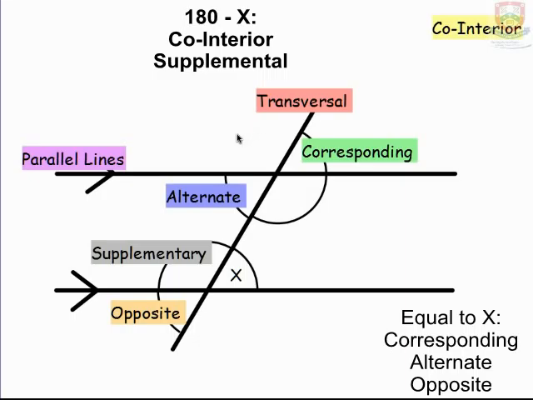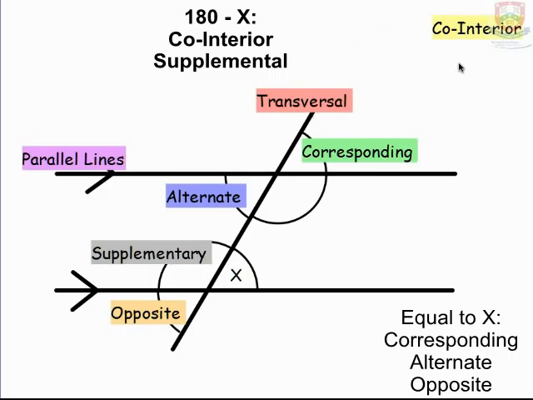We could also find this angle here using supplementary angles, because we know that the corresponding angle here and the one next to it add up to 180, or the alternate angle and this angle must add up to 180.